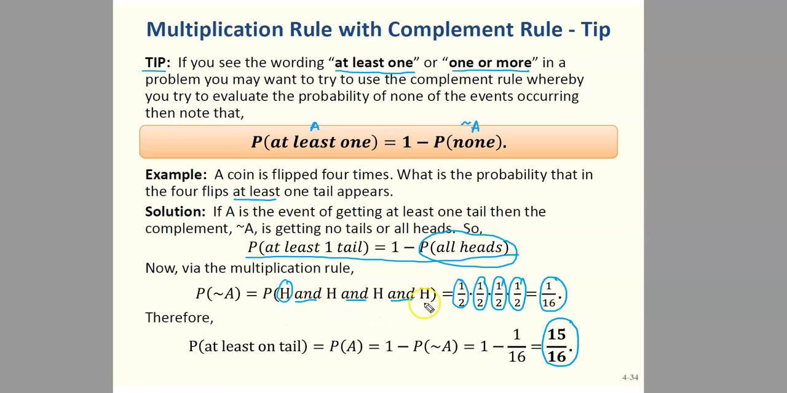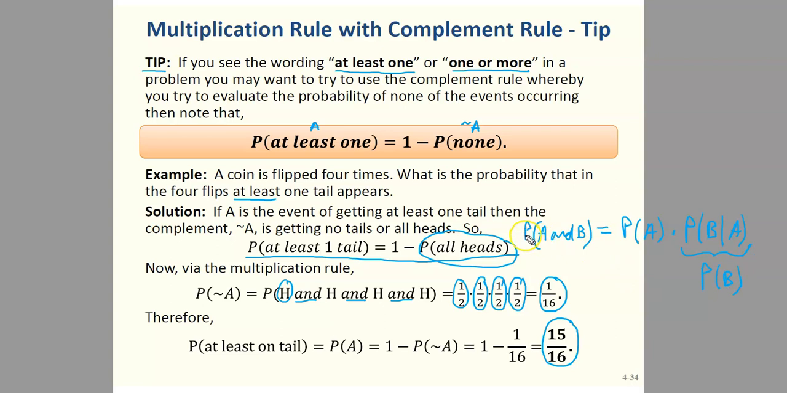Now just notice one thing here. When we did the multiplication rule up here, we really used a special case of the multiplication rule where the probability of A and B is the probability of A times the probability of B. Now the regular multiplication rule is B given A. But in this case, when you flip a coin, those are independent events. So this is just the probability of B right here.